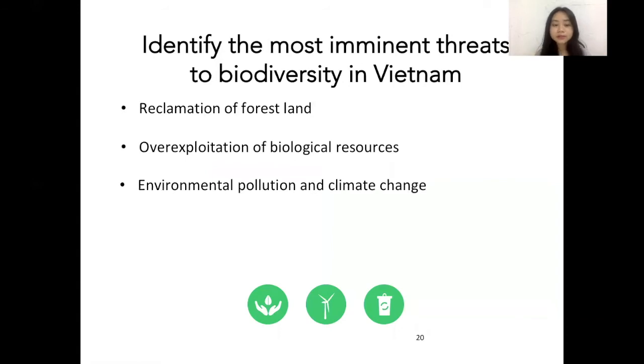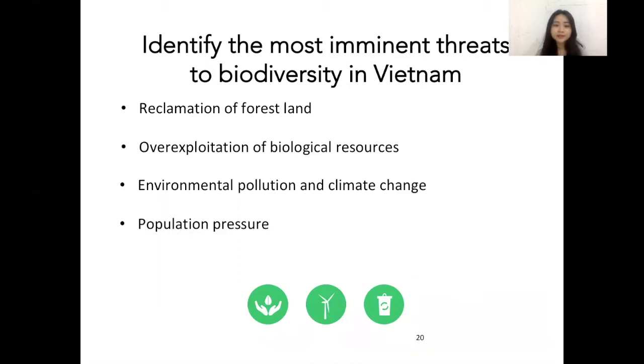The third threat is environmental pollution and climate change. This is still happening daily and tends to increase over time. Many places are polluted and directly affected by industrial emissions, which are harmful to the environment.